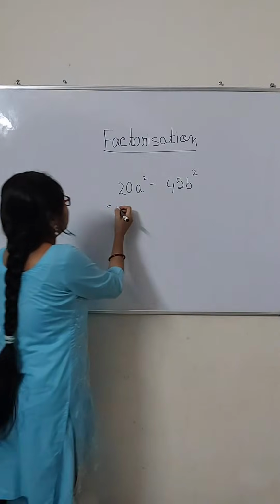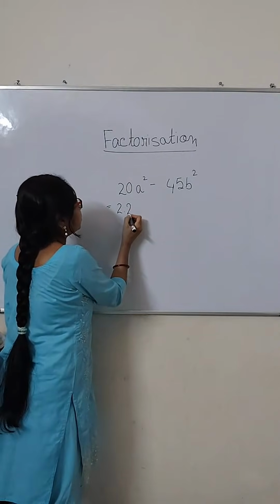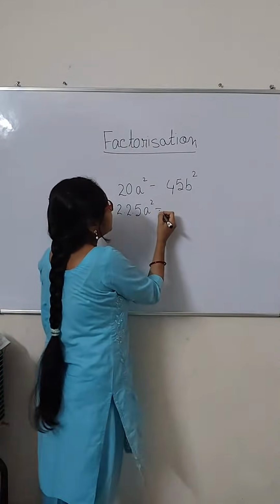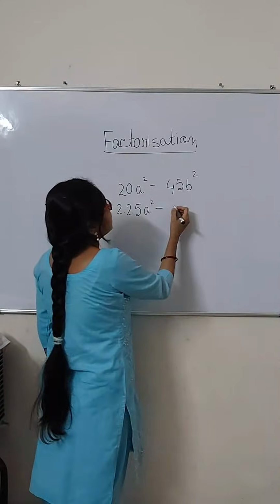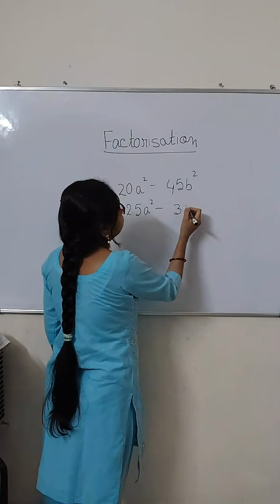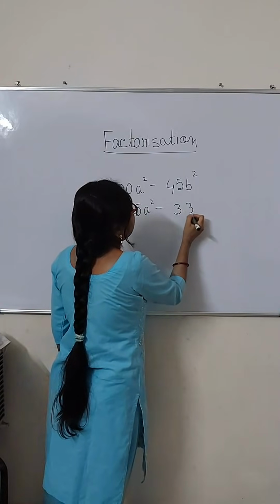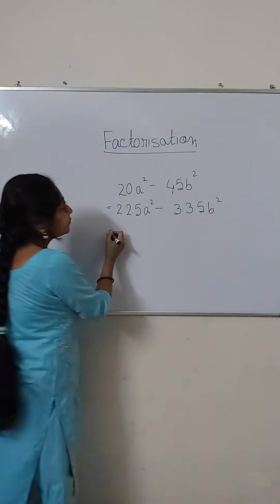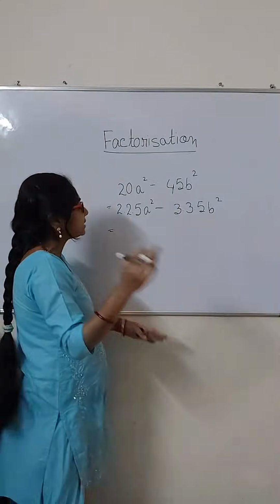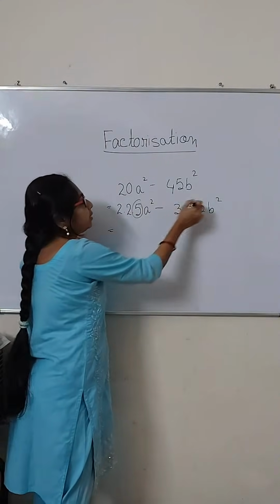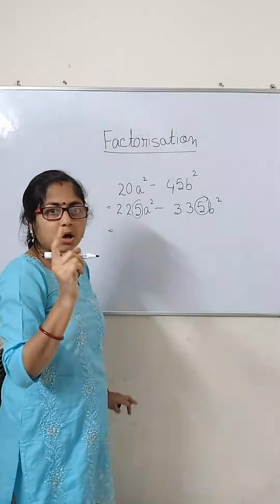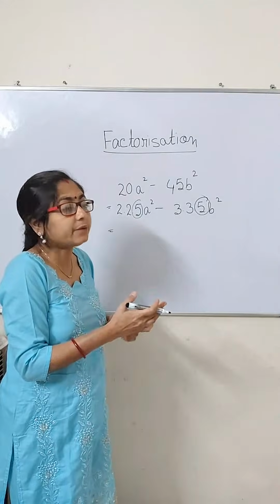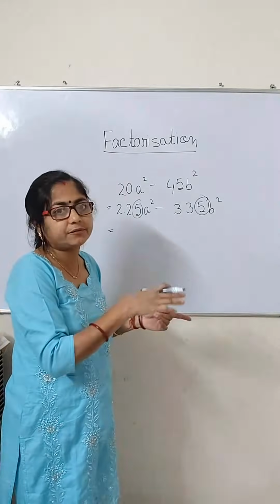First, what are you doing? 20 is 2 into 2 into 5, a square minus, this is 45, which is 3 into 3 into 5, b square. First you take the common. What is the common? Look, 5 here and 5 here. So 5 is a common. First take the common, then you use the formula. If there is no common, no problem, then you start from the formula.